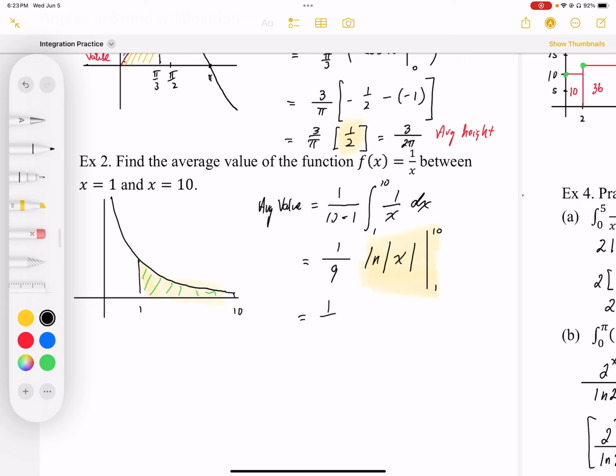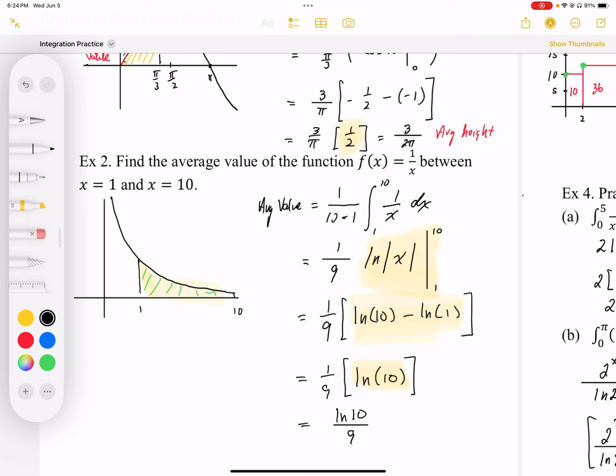Working out the rest of this, I get 1 over 9 times log 10 minus log 1. This works out to be, and again I'm just going to keep this consistent, that is the area. The area is going to be log 10. And we divide it by the width, which is 9. So log 10 over 9 represents the average height.